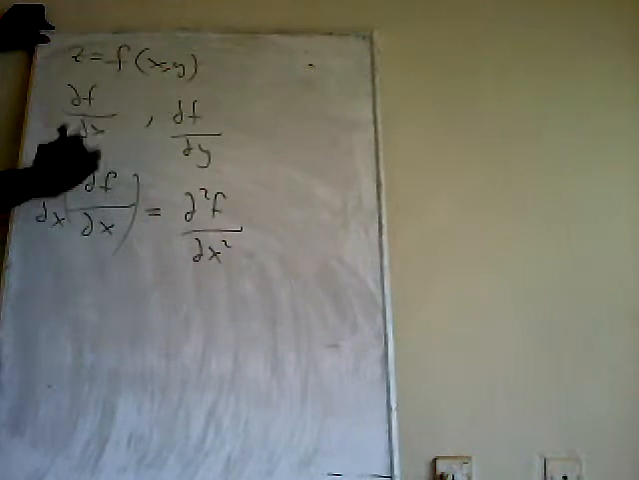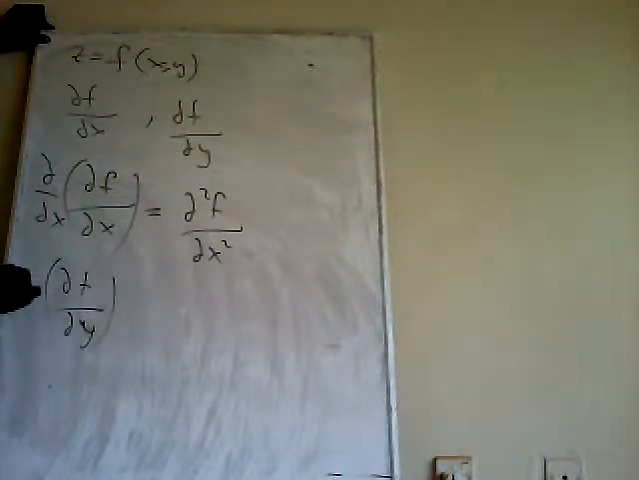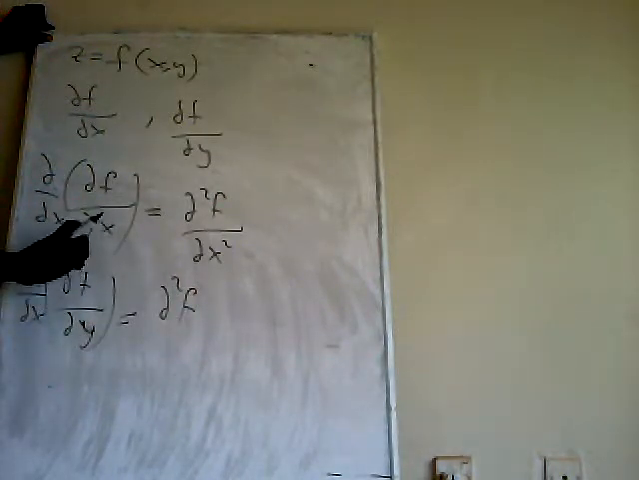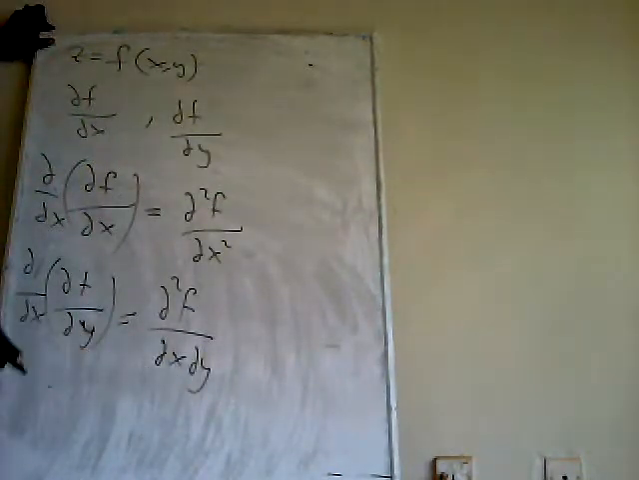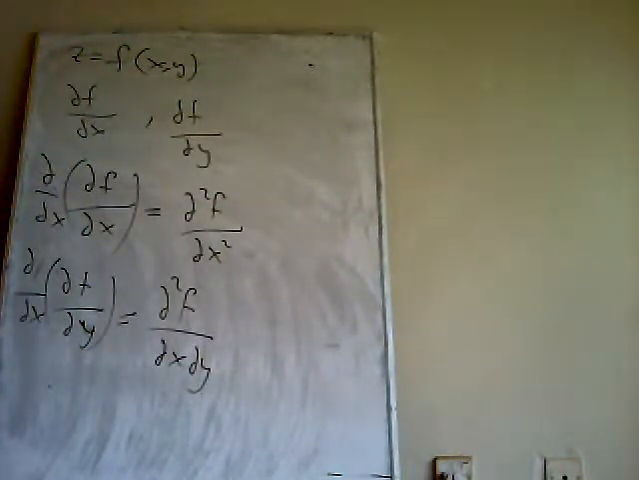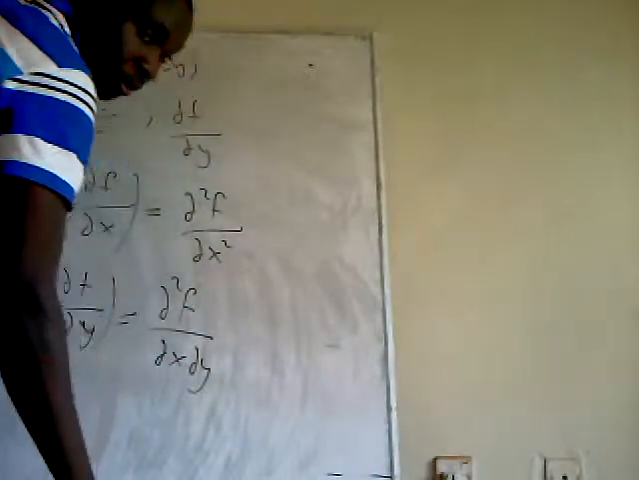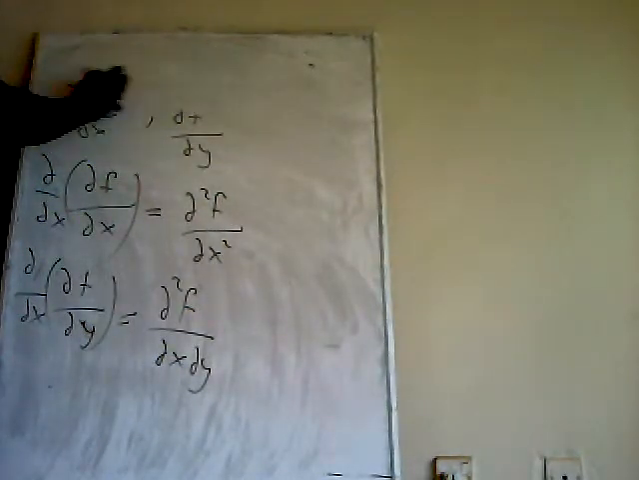I can also differentiate del f, del x with respect to y. And it's going to give me del squared f over del x, del y. Okay. We can have third order, fourth order, fifth order, and so on. Let me take you through this notation.